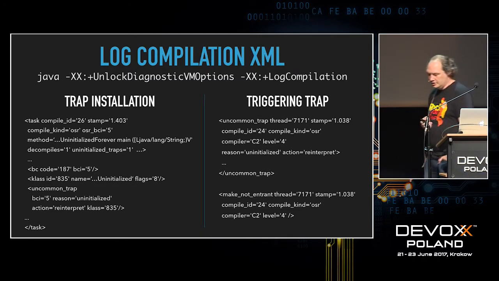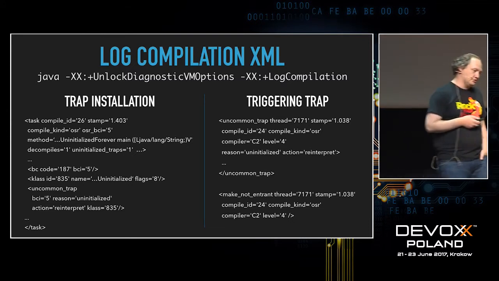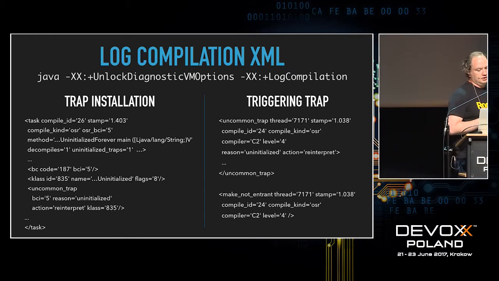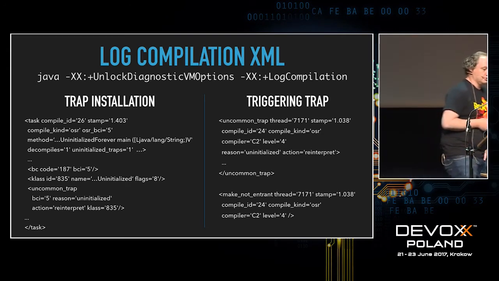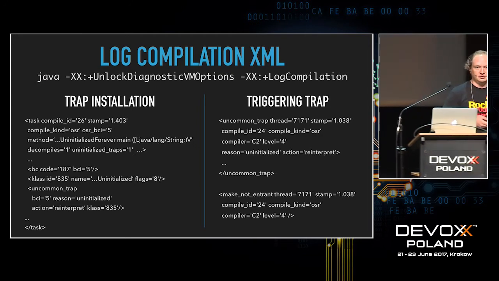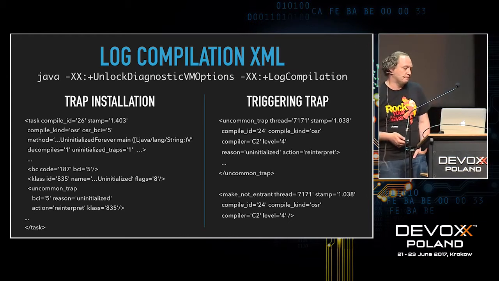And then you can find another overloaded version of the uncommon trap tag later that is the actual triggering of the trap when we try to run the compiled code. And then that bails to the interpreter. And then the make not entrant is saying, I'm going to throw this compile away. This is going on all the time as your program is running.